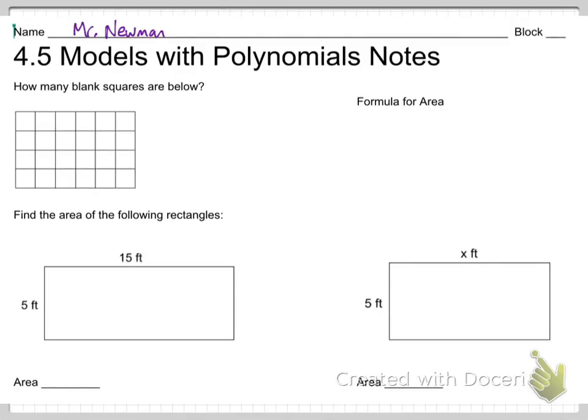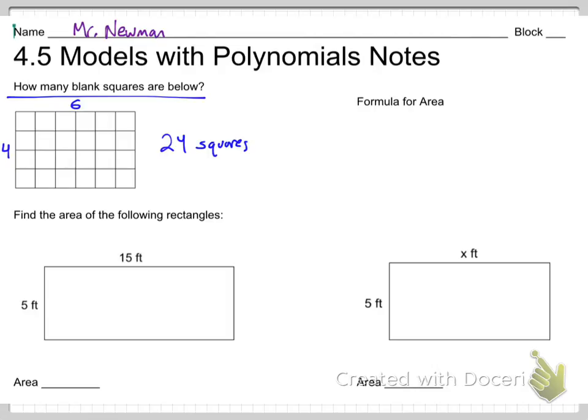Hey everyone, Mr. Newman here, and today we're going to learn about how to use polynomials when finding the area of rectangles. So real quick, how many blank squares are there below? You notice the sides are 4 and 6, and if you count quickly, well, don't count them, you multiply, right?